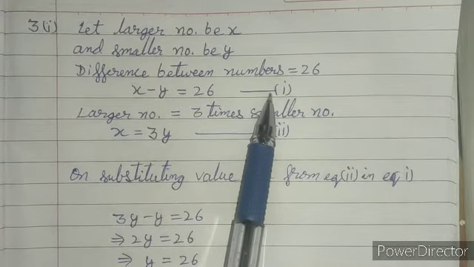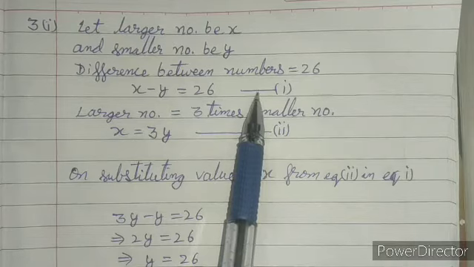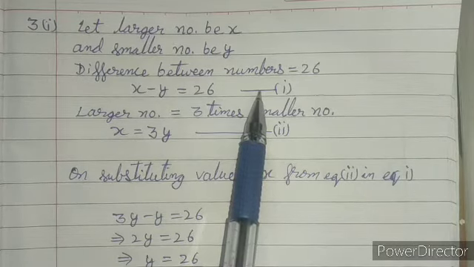Now in second equation, it is given that one number is 3 times the other number.